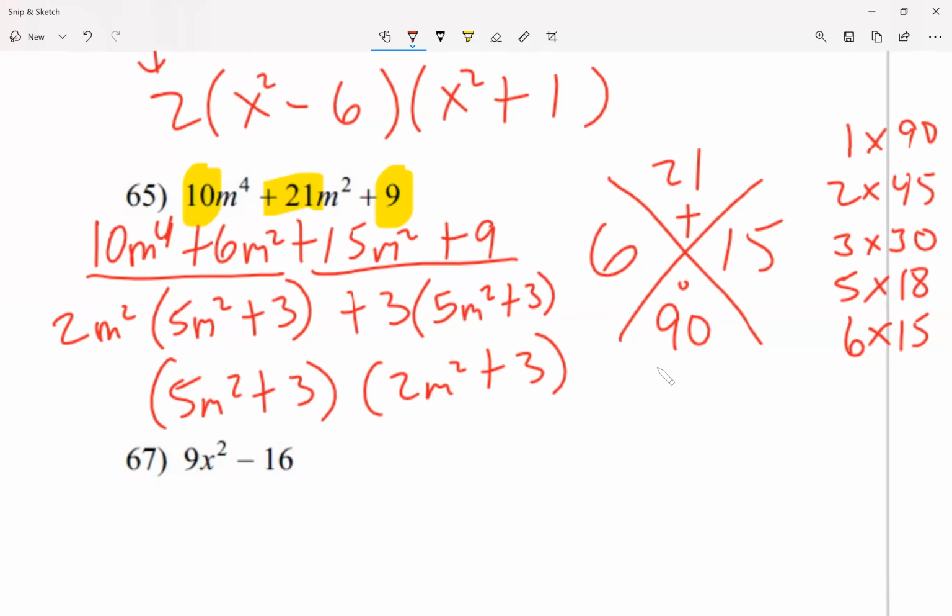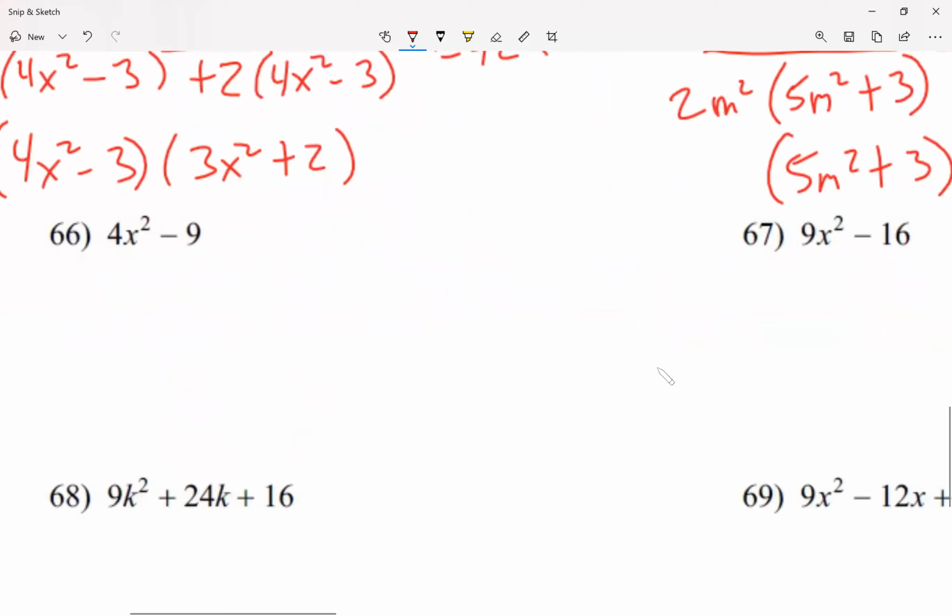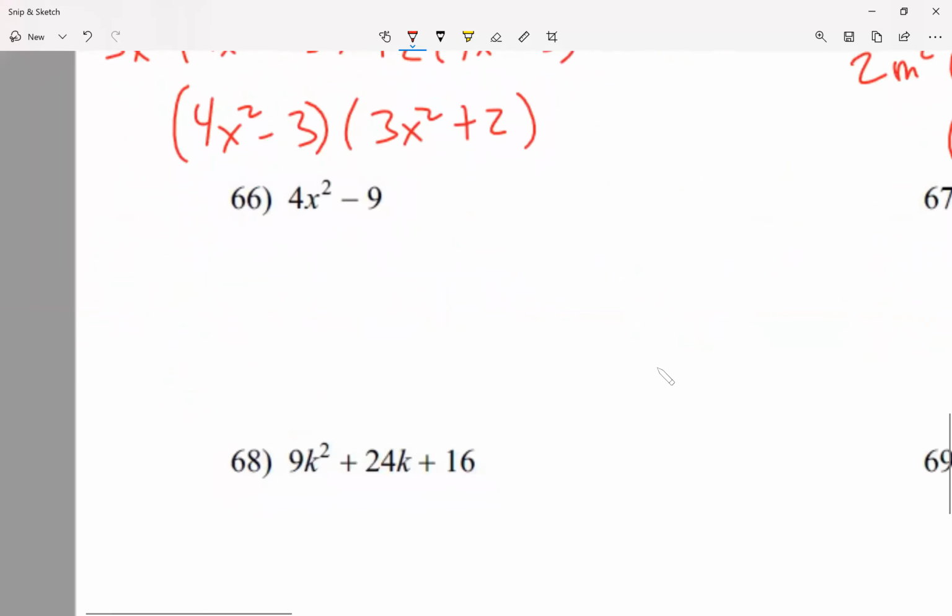Nice. Now question number 66. Oh, this is a special case. Remember, there's only 2 terms. I can write everything as 2x. We talked about special cases already. 2x all squared minus 3 squared.